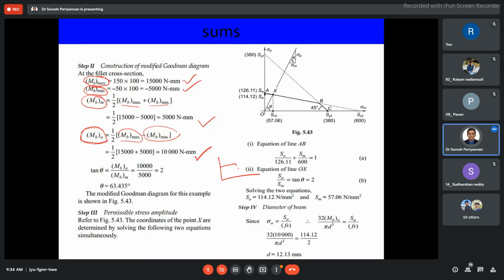Now this is the theory: when this is theta, this is SA, this is SM. Here we do not know that SA. We are going to find out SA. Our aim is to find out SA only.